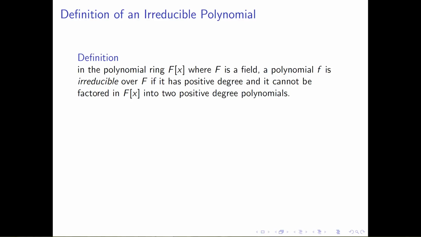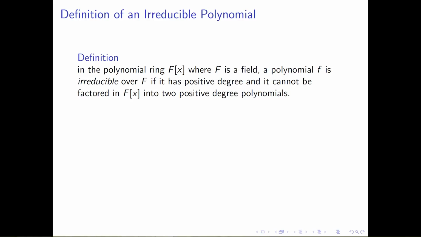Now, what's interesting is that the definition of an irreducible polynomial depends on the field over which you're working. So let's first introduce what we're doing here. In the polynomial ring F adjoined x, where we're focusing on the case where F must be a field, a polynomial little f is said to be irreducible over the field capital F if it has positive degree and it cannot be factored in the polynomial ring you're working in into two positive degree polynomials.